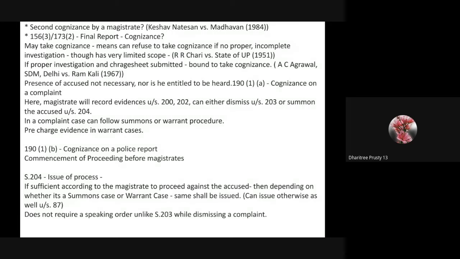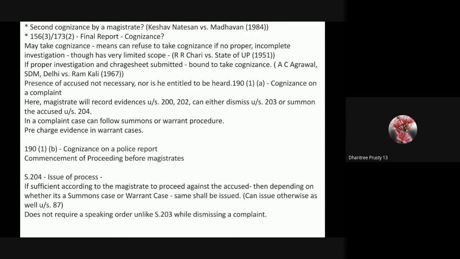Now comes 191A, which says cognizance on a complaint. Here what happens is that the magistrate will record evidence under 200 and 202 after taking cognizance, and if he is of the opinion that a prima facie case is made against the accused, then he shall summon the accused under section 204. And if he is not of the opinion that there is a prima facie case against the accused, then he shall dismiss the complaint under section 203.